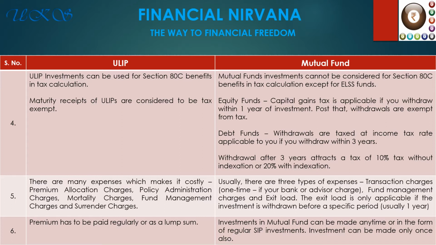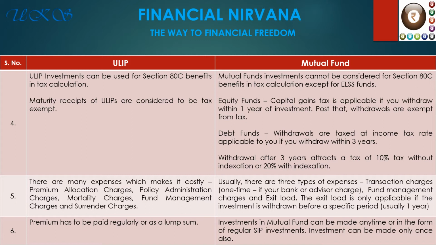Let's talk about equity mutual funds and debt mutual funds and how the taxation works for them. For equity funds, capital gains tax is applicable if you withdraw within 1 year of investment. After that, withdrawals are exempt from tax. Debt mutual fund withdrawals are taxed at the income tax rate applicable to you if you withdraw within 3 years. Withdrawal after 3 years attracts a tax of 10% without indexation or 20% with indexation. Friends, if you want to know more about indexation and tax, please write a comment and I can make a video on that.